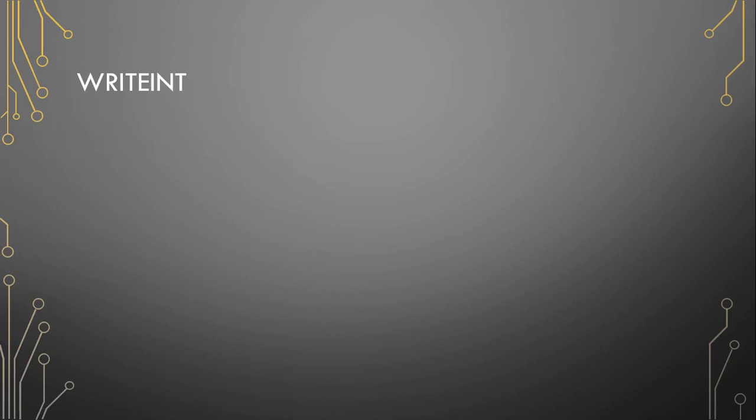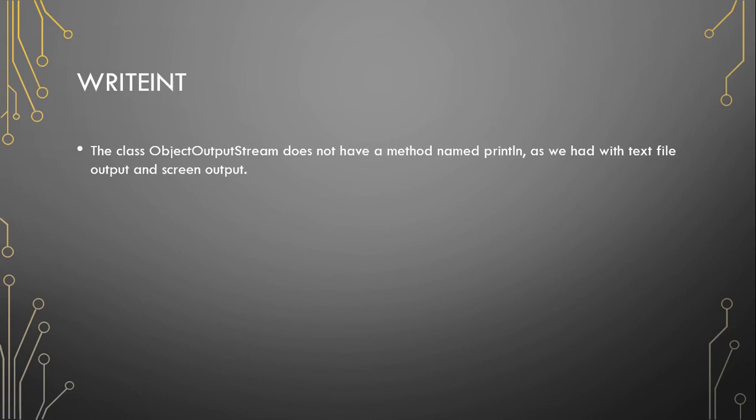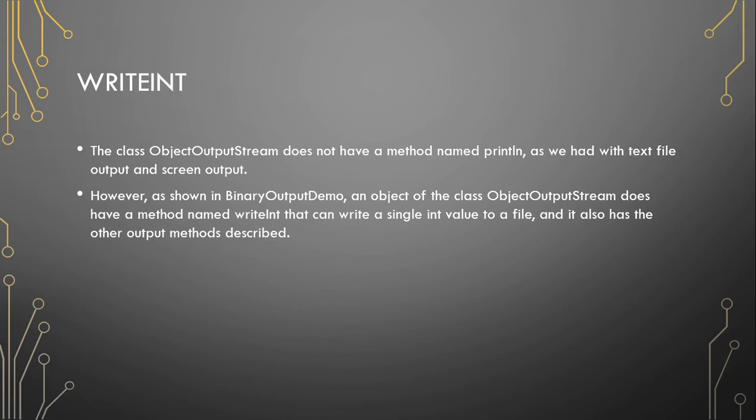All right, so let's look at one of these methods for writing to the file. The first one, of course, is writeInt. The class ObjectOutputStream does not have a method named println, as we had with text files and screen output. However, as shown in our binary output demo, an object of the class ObjectOutputStream does have a method named writeInt that can write a single int value to a file, and also has other output methods as described. Within the binary output demo, there are no lines or other separators between the numbers.